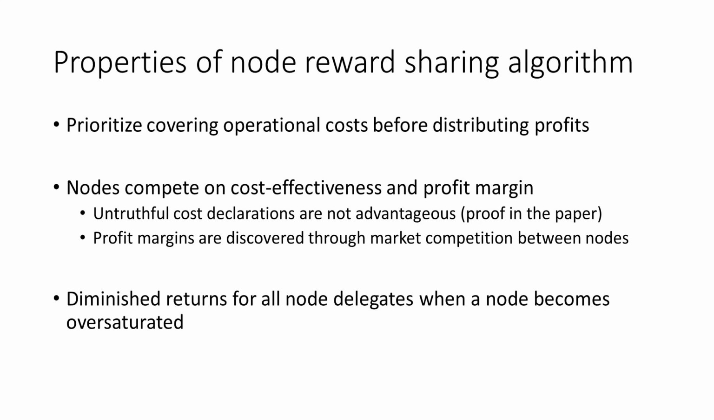Once a node becomes oversaturated, the rewards that delegates get, the returns rate for delegates, goes down with oversaturation. This is because here the total node stake really keeps growing, and then you have a lower percentage. For the same amount of stake, you have a lower percentage of the total, and then you're getting less than if this number is not as big.